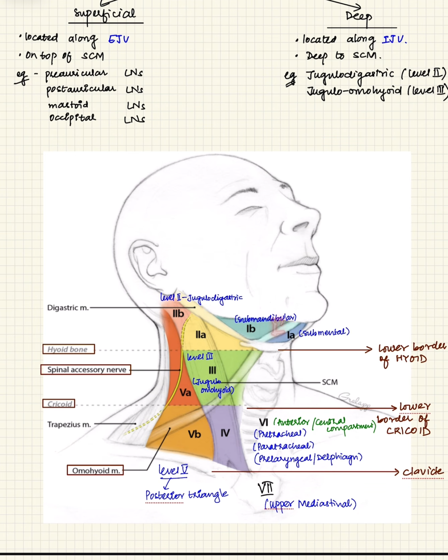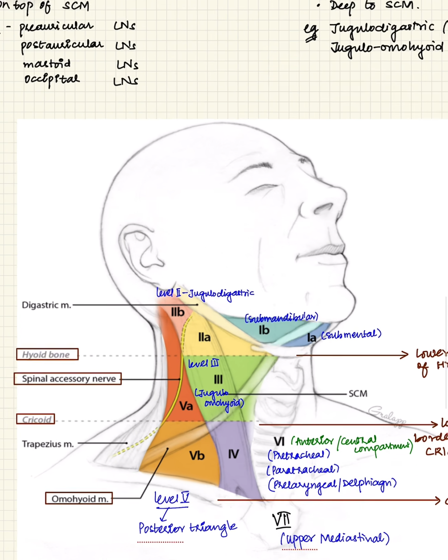One group of lymph nodes we'll talk about is divided into 1A and 1B. 1A is present between the anterior bellies of digastric. 1B is present between the anterior and posterior belly of digastric. 1A is known as submental, and 1B is known as submandibular because the submandibular gland lies here.